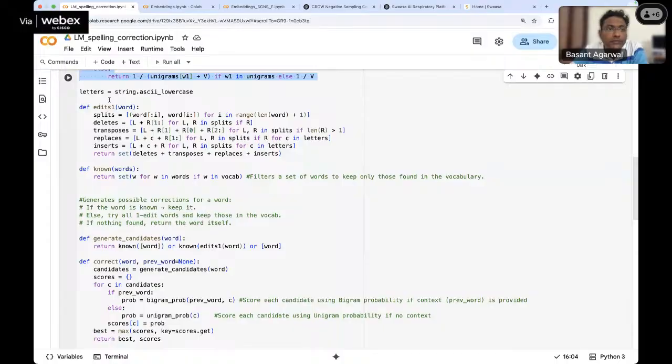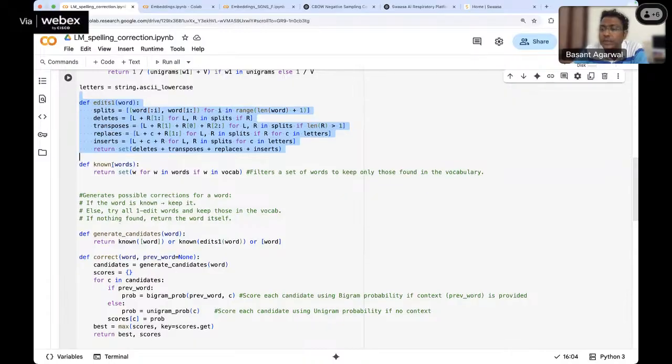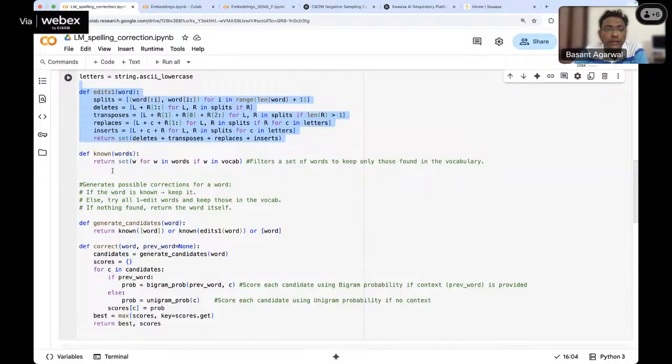And now this is the function for edit distance. The edit distance function basically gives different variations of a given word, based on this algorithm, which is quite a standard algorithm for the spelling correction method. So we can correct the spellings, and we can also find out the different variations of the word by doing splits, deletes, transposes, replaces, and other operations. And this is a function to find out if a given word is present in the vocabulary or not.